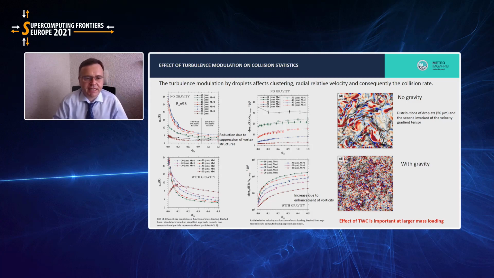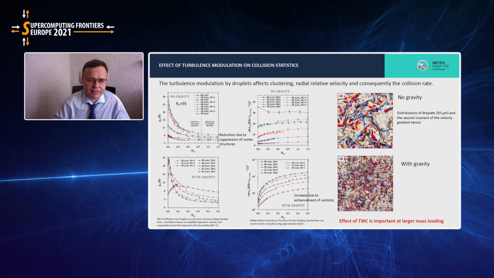Okay, so those results show simulations with two-way momentum coupling. On the top row, we have simulations without gravity. On the bottom row, we have results from simulations with gravity. The first panel shows the radial distribution function, which is a measure of clustering. Then we have the relative velocity and a snapshot of the velocity flow field along with the distribution of the droplets.